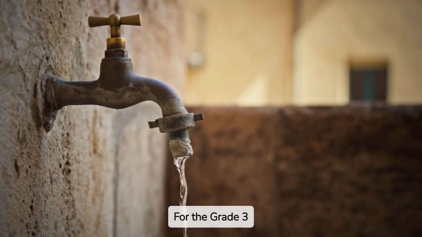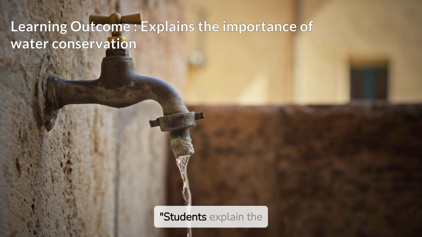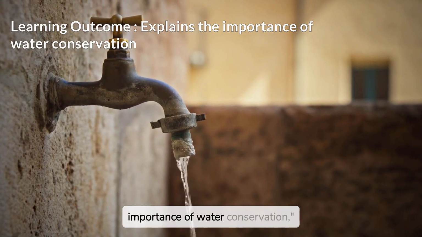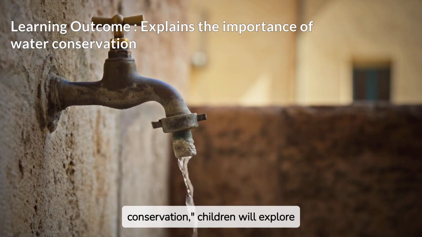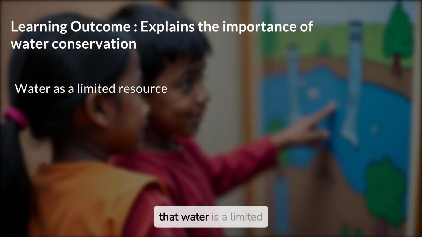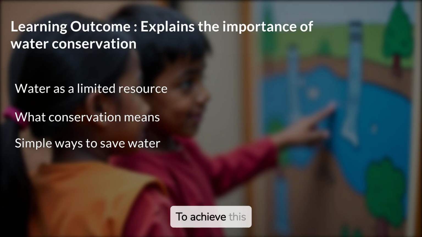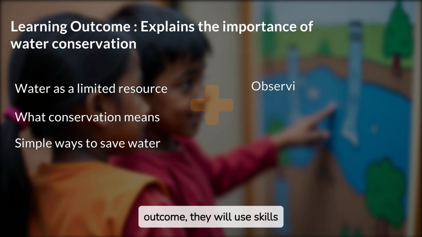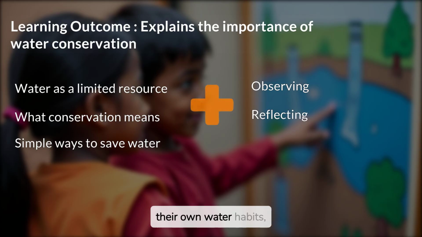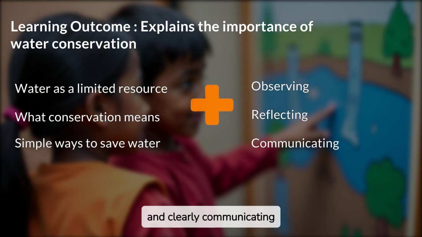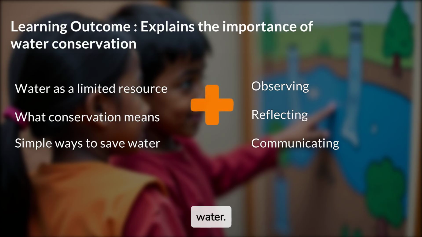For the Grade 3 EVS learning outcome, students explain the importance of water conservation. Children will explore concepts such as understanding that water is a limited resource, what conservation means, and simple ways to save water. To achieve this outcome, they will use skills like observing how water is used, reflecting on their own water habits, and clearly communicating their ideas about saving water.